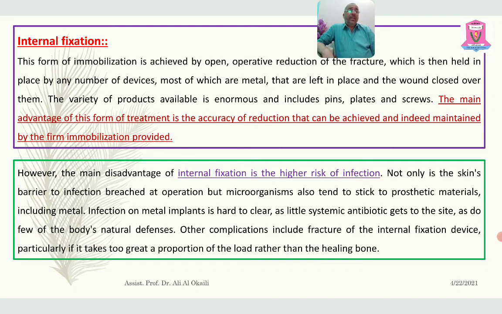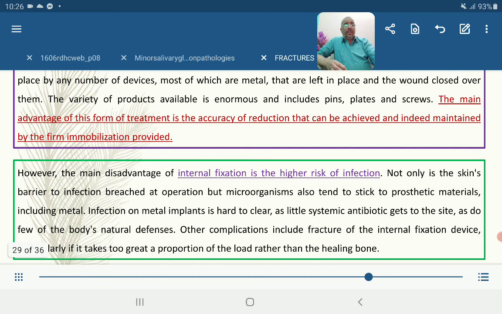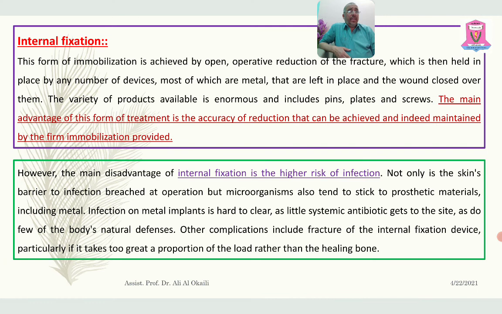However, the main disadvantage of internal fixation is the high risk of infection. Not only is the skin's barrier to infection breached at the operation, but the microorganisms also tend to stick to the prosthetic material. Although nowadays titanium rods are used, which are highly sterilized and can be used safely with patients. Infection on metal implants is hard to clear, as little systemic antibiotic gets to the site.